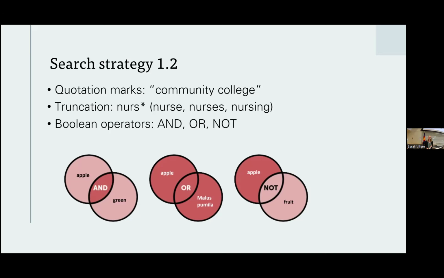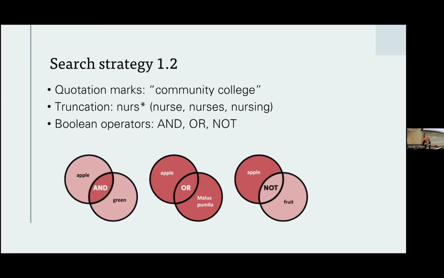And then last, we have Boolean operators: and, or, not. So these are connector terms, so the computer and database knows which words are related to each other and how they're related. So for example, if you were doing a search for apples and you asked it to look for apple and green, then of all those articles about apples and all those articles about green, the computer will only pull ones that have both of those terms together.